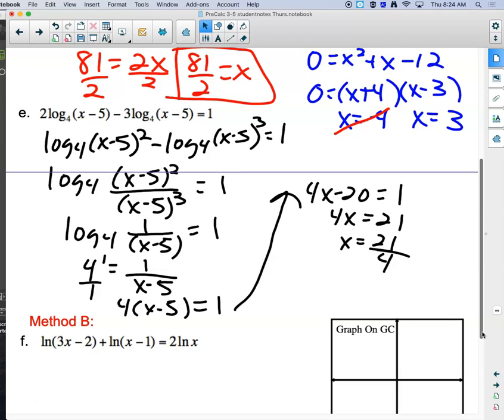So again, you could check with the graphing calculator, totally up to you. Usually if you just think about that domain and how many solutions you're supposed to get as you work through a problem, you're going to be fine.